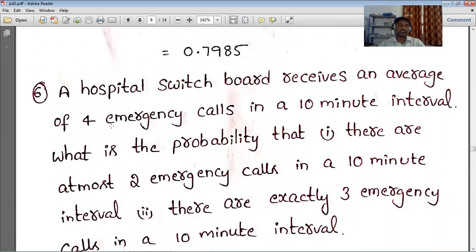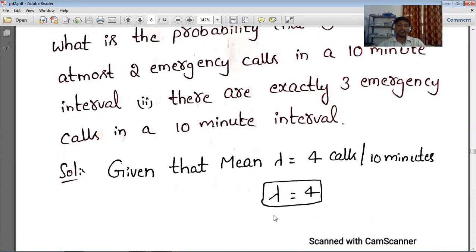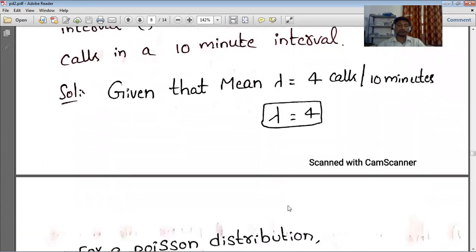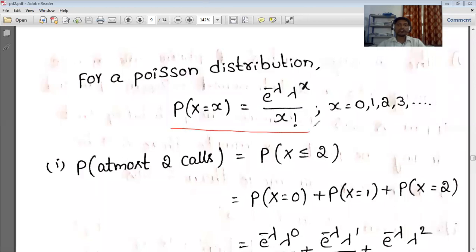So average is nothing but mean. So that means lambda is equal to 4 calls per 10 minutes. So lambda is equal to 4 calls. Next, we are writing the formula here for a Poisson distribution. P of capital X is equal to small x is equal to e power minus lambda, lambda power x by x factorial. So this is the formula we wrote, and x is equal to 0, 1, 2, 3 and so on. And another thing we need to remember, lambda should be greater than 0.